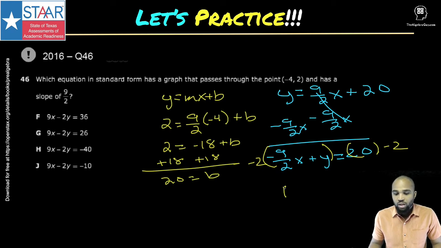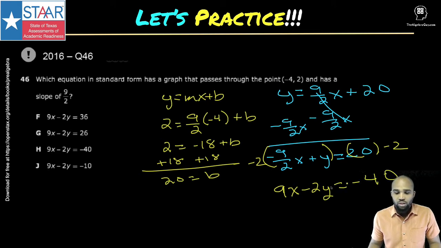That 2 cancels out, so I get just a 9 actually, because that ends up being 1. 2 divided by 2 is 1, and 1 times 9 is 9. 9x, -2, and this y would give me a -2y. And -2 times 20 is -40.